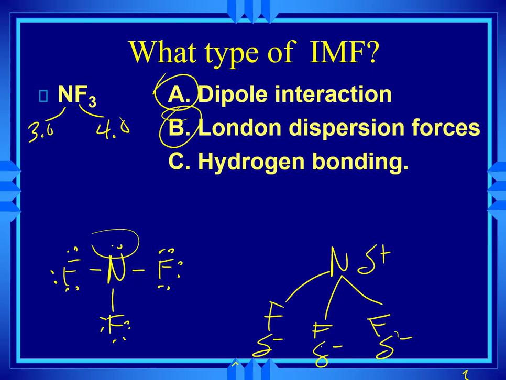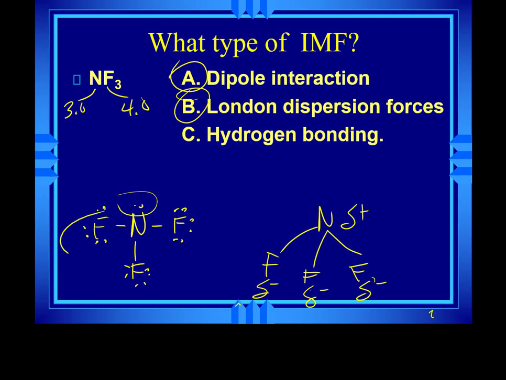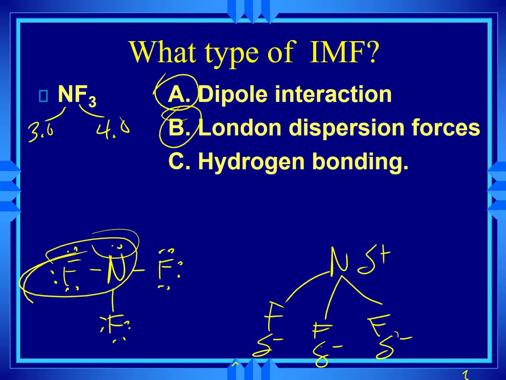No, you do each bond separately. 4 minus 3, 4 minus 3, 4 minus 3. I'm checking out this. Checking out that right there. This is a 4. This is a 3. The difference is 1. This is a 4. This is a 3. The difference is 1.